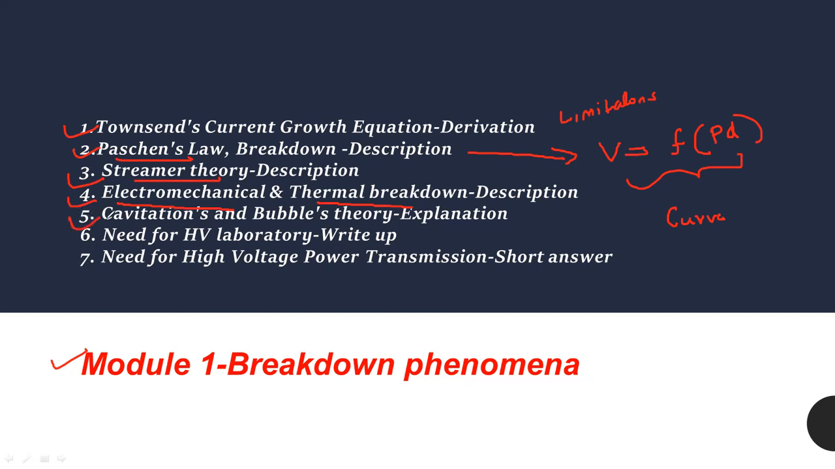The fifth question relates to liquid dielectric material. Explain the cavitation and bubble theory. That is a very important question. Don't leave this particular question. The remaining are general questions which you might have studied. Sixth one, explain the need for a high voltage laboratory. What is the purpose? The main purpose of the laboratory is for testing only.